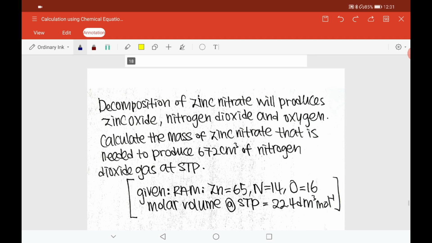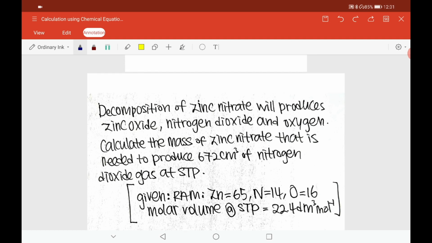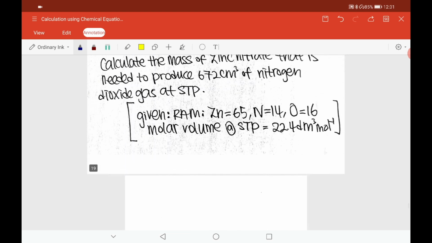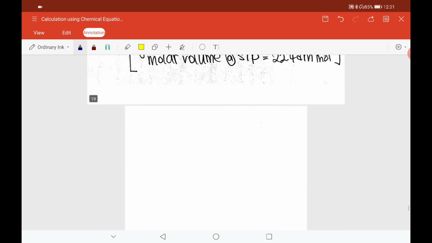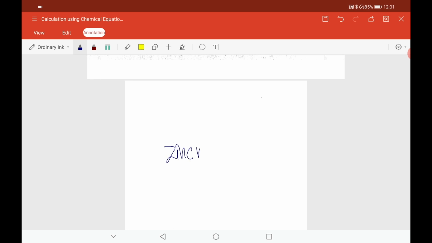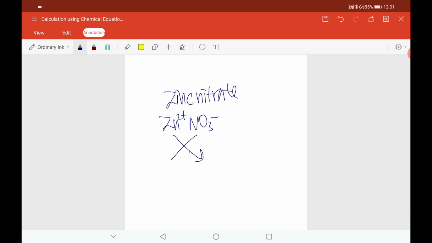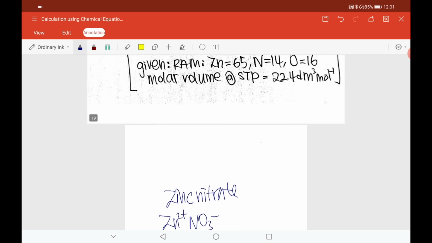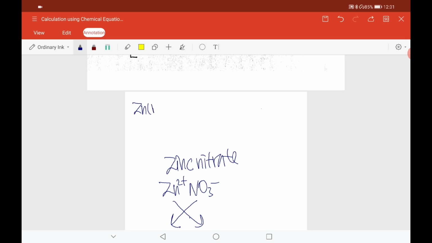Okay, so the next question. We have the zinc nitrate decomposition. Decomposition means breakdown. So we have zinc nitrate in the first place. Let's predict the formula for zinc nitrate by using the charge. Zinc is Zn 2 plus, nitrate is NO3 minus. They have different charges, so we use the cross method. Then we get the formula Zn(NO3)2. So this is zinc nitrate.